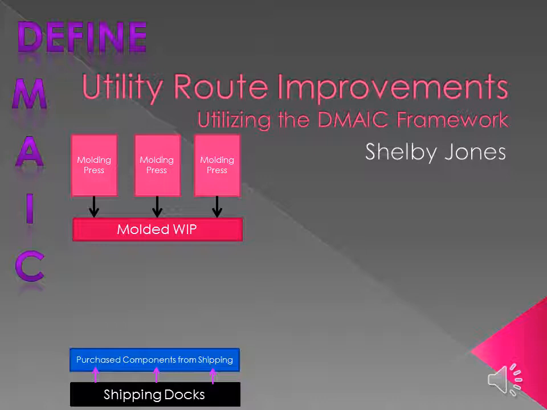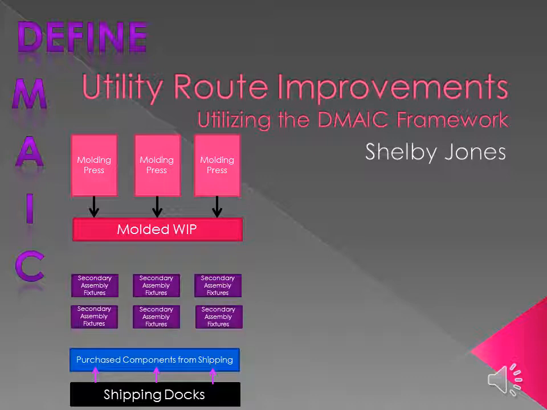In between the purchased components area and the molded WIP are secondary assembly fixtures where the molded WIP and the purchased components come together in assembly and are prepared for shipment to the customer. So now the work of the utility operator begins.